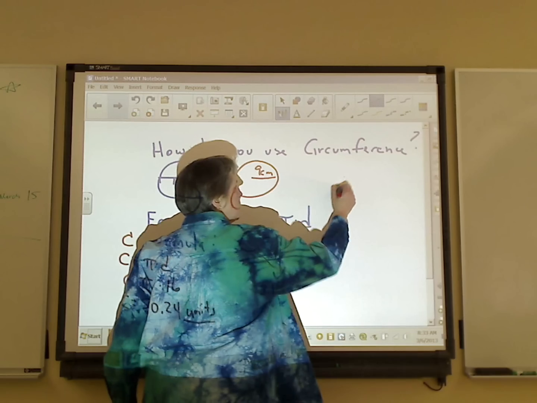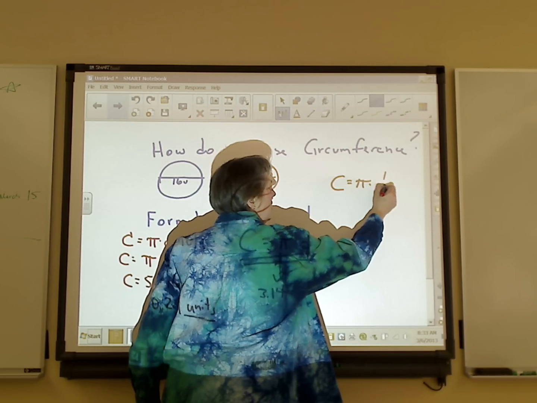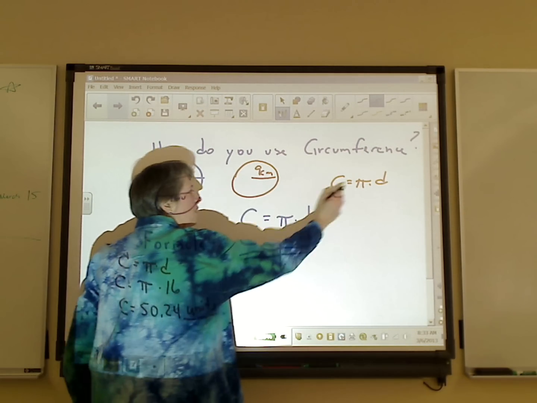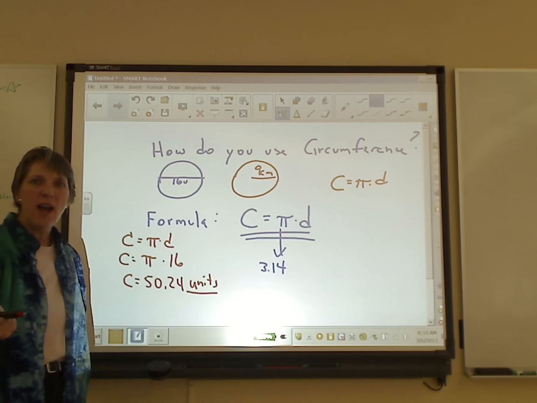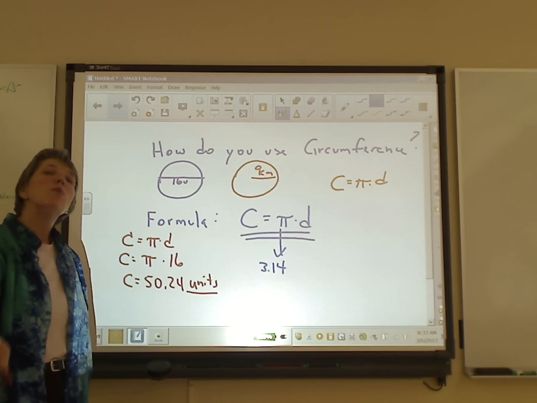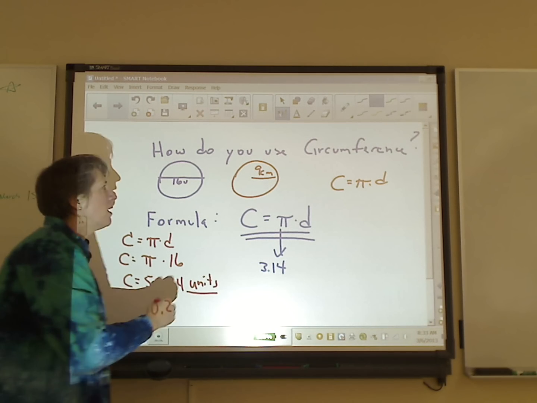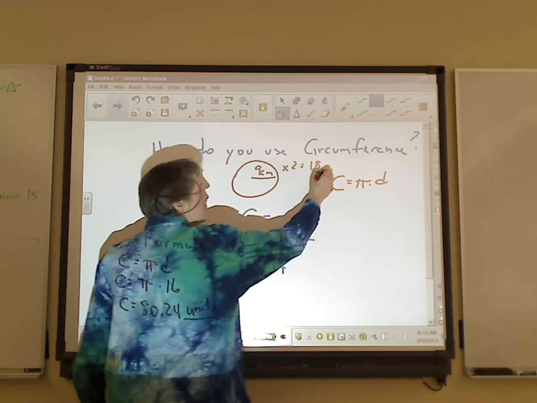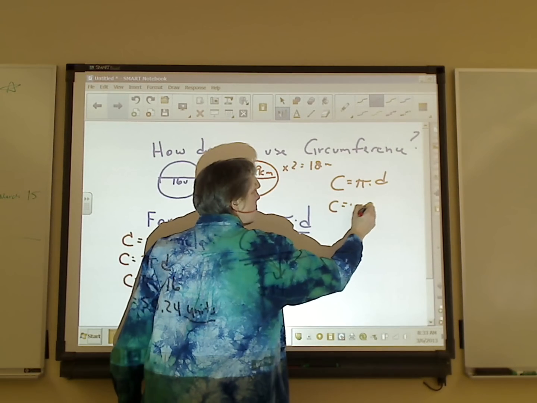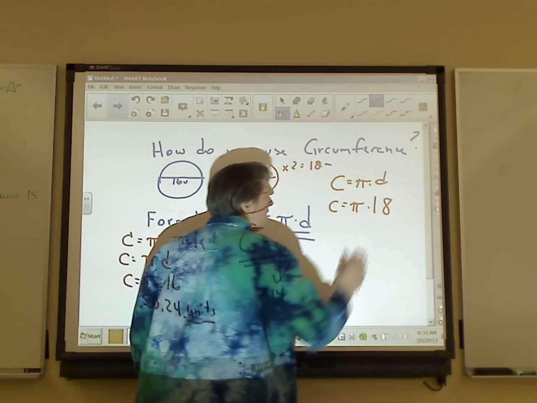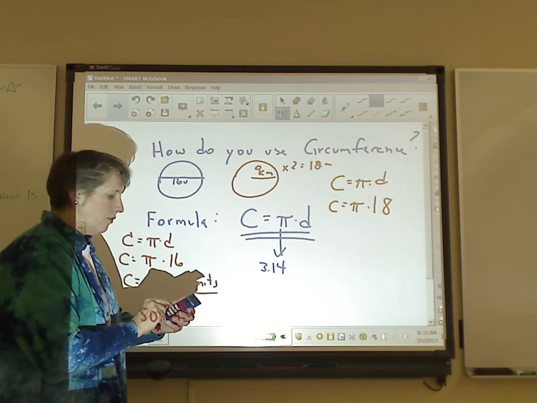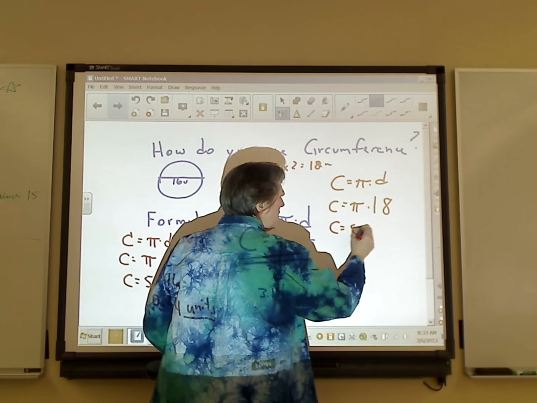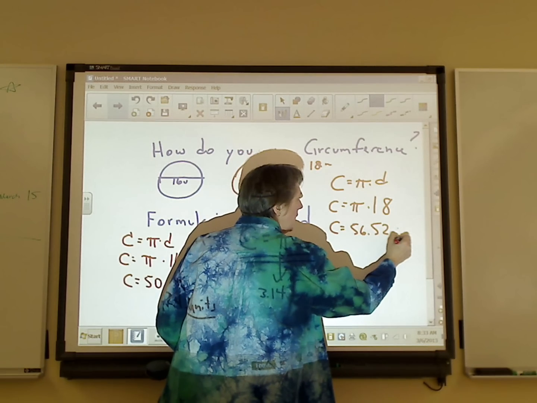You first write C equals pi times D. But D is what? This is the radius. Do you remember how to get D? You multiply the radius times 2. So you say 9 times 2 equals 18 centimeters. So you go C equals pi times 18. 3.14 times 18, and C equals 56.52 centimeters.